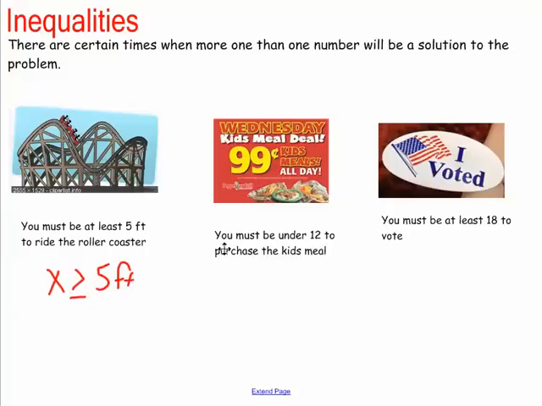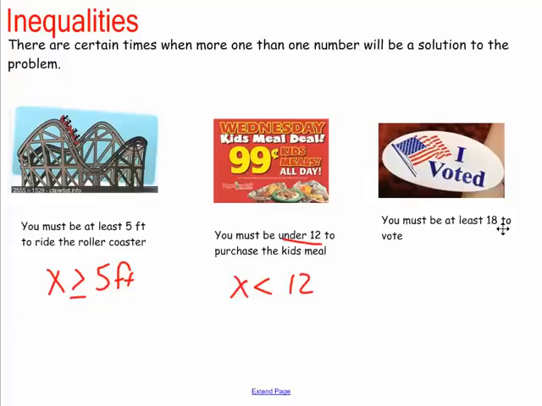If you look at this one, you must be under 12 to purchase a kid's meal. Under 12, so that means 11, 10, 9. Can you be 12 and get the kid's meal? No, because it says you have to be under 12. So x has to be less than 12. You can't be 12, so I can't put that or equal.